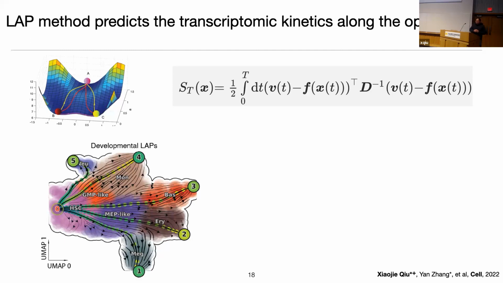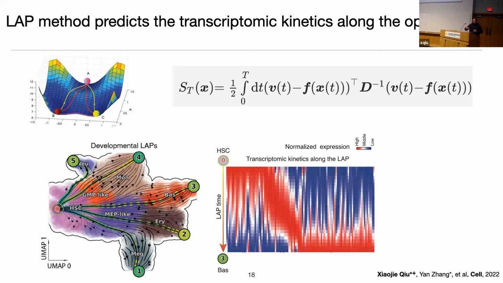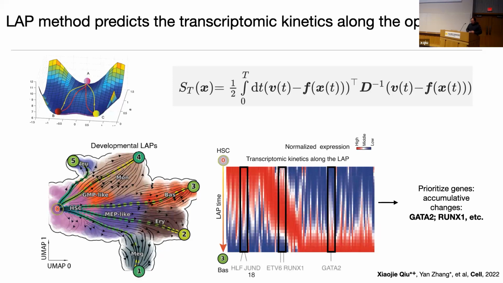And although this linear path is visualized in 2D, we can actually go back to the original gene expression space, and we can plot a heat map to reveal the transcriptomic kinetics along the linear path, or LAP. What I'm showing here is the LAP from the HSC to the basophil lineage, and you can see some genes turn on earlier, some other genes are more transient, and other genes peak at the very end.